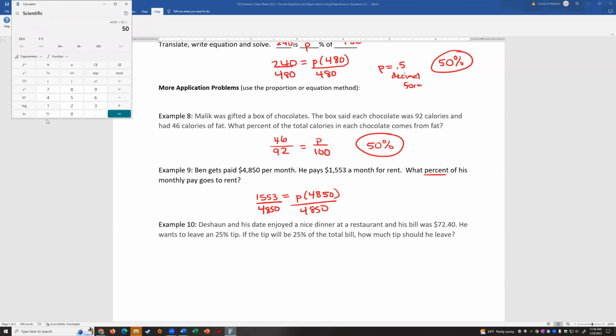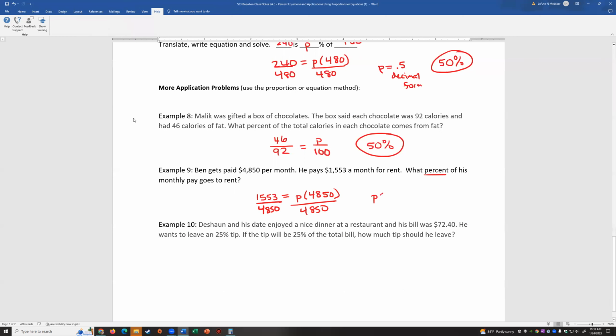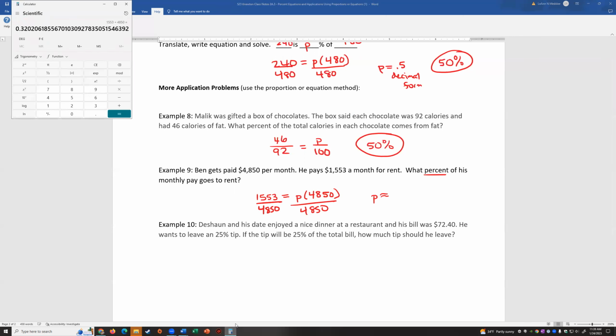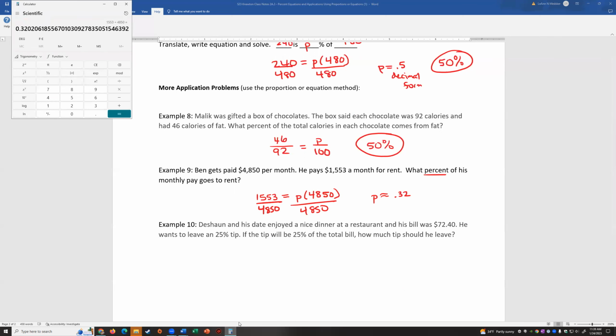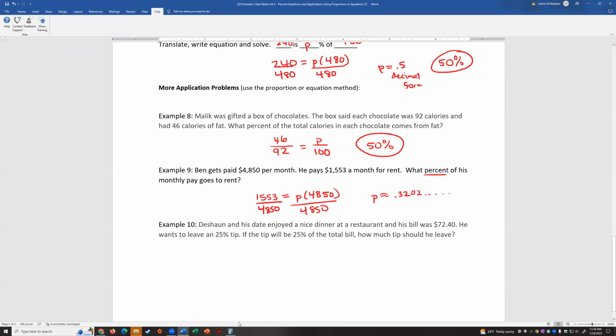So I have to remember that I get a decimal form answer, and I have to manually do the timesing it by 100 or moving my decimal 2 places to the right. Because when you solve this, you get 0.320, and this is in decimal form because I used equation method, not proportion. So that would be 32% if we round to the nearest whole.